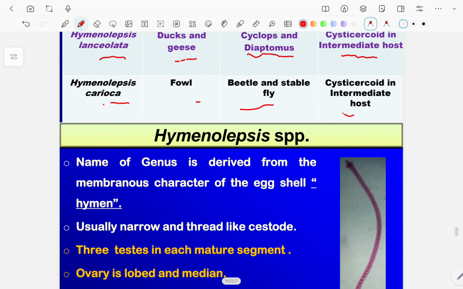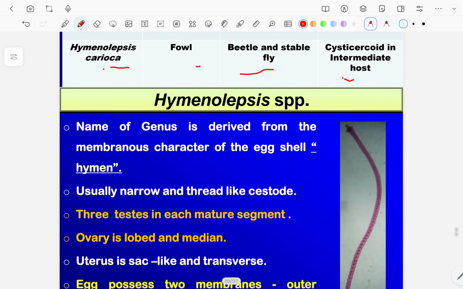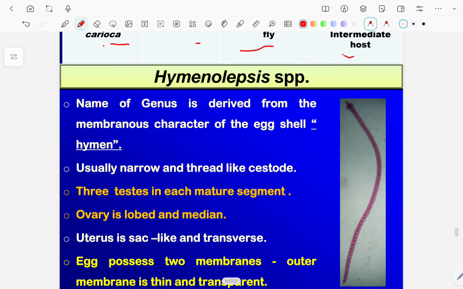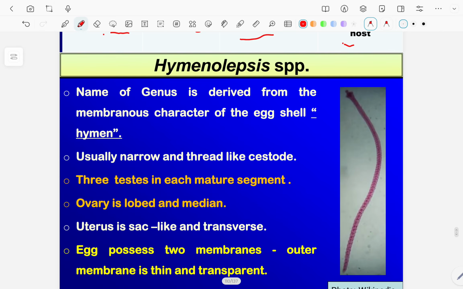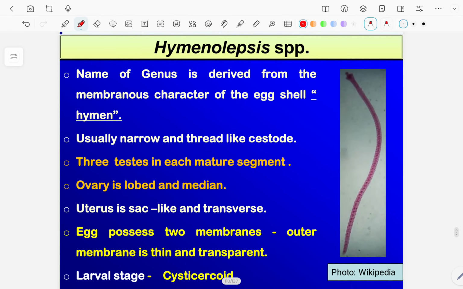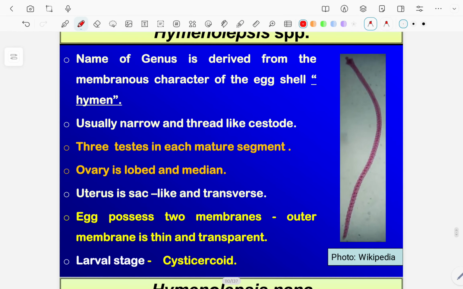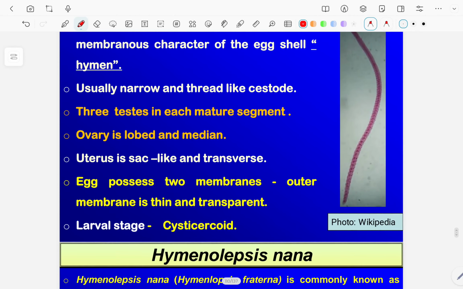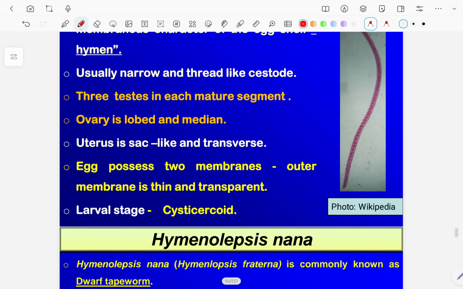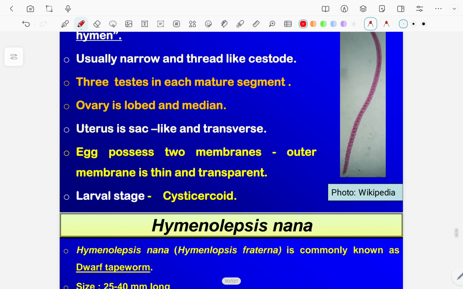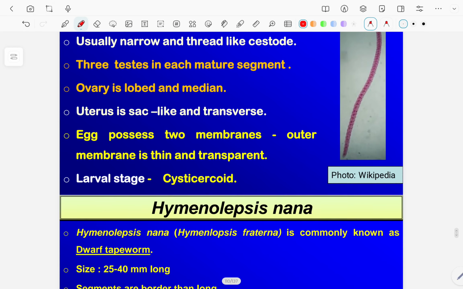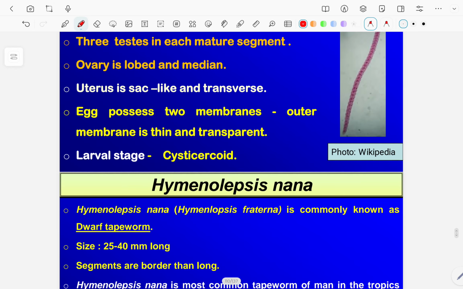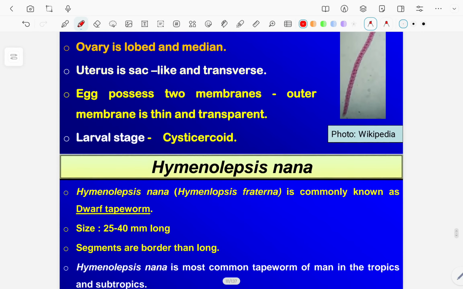Hymenolepis species. The name of the genus is derived from the membranous character of the egg cell, hymen. Usually narrow and thread-like cestodes. Three testes in each mature segment. Ovary is lobed and median. Uterus is sac-like, transverse. Egg possesses two membranes. Outer membrane is thin and transparent. Larval stage: cysticercoid.